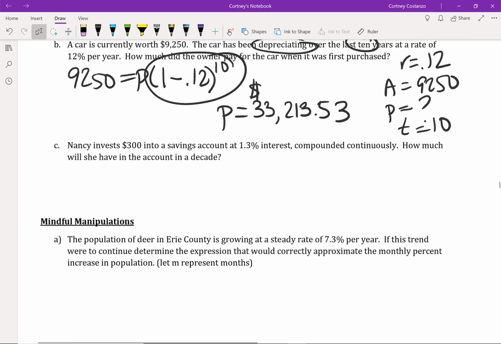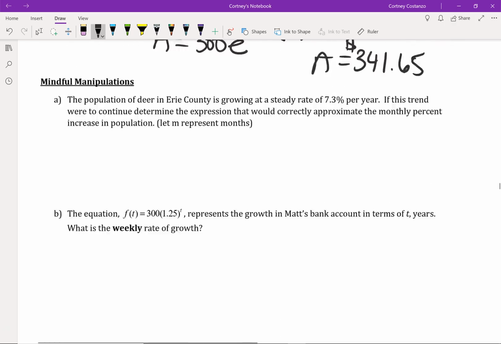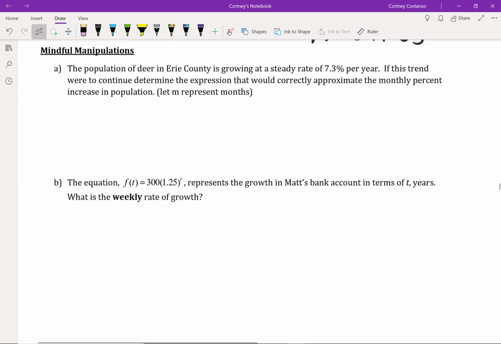Third one, Nancy invests $300 into a savings account compounded continuously. That's PERT right there. All right, so we have an initial amount of $300. E is going to be the base this time. The rate goes into the exponent, so 0.013. And in a decade, remember that's every 10 years, so 10 years later, how much money will she have? And that's going to be $341.65.